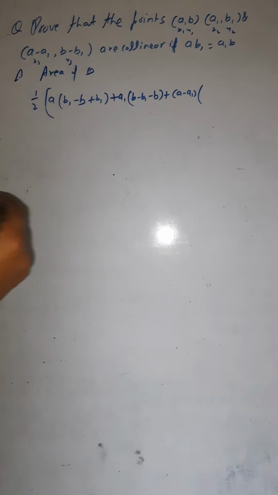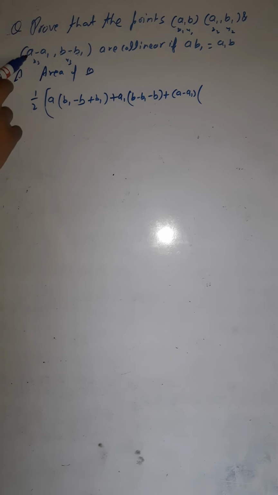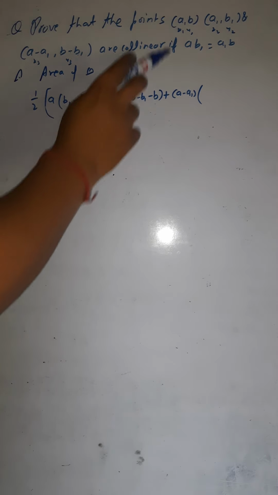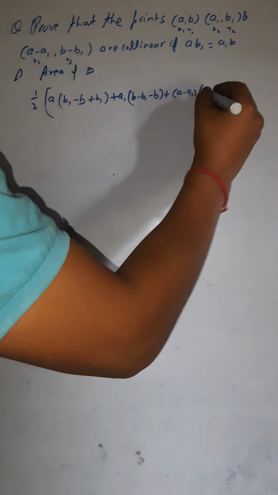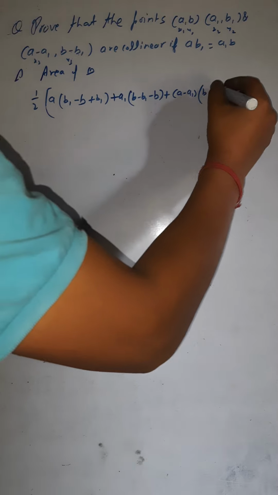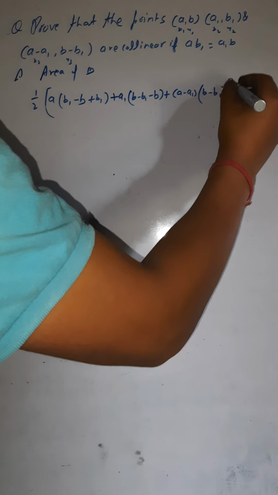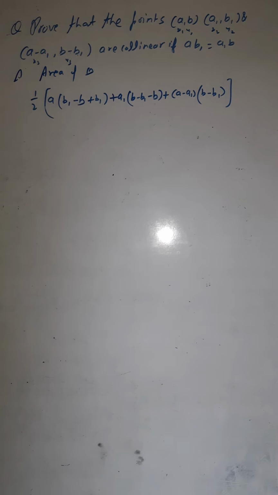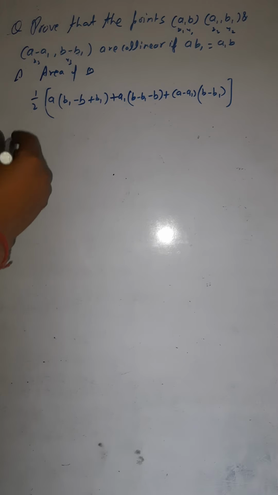Then what would be inside the bracket? Inside the bracket is y1 minus y2. y1 is b minus y2. y2 is b minus b1. Are you getting this? Hope you are getting this now. Now what to do? We would be multiplying this now.